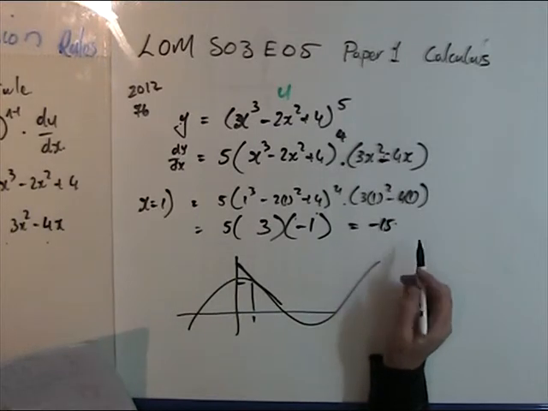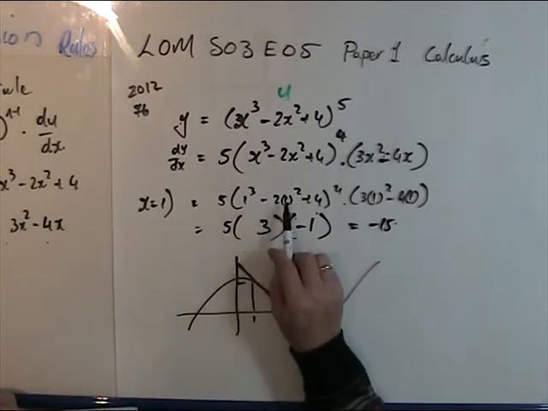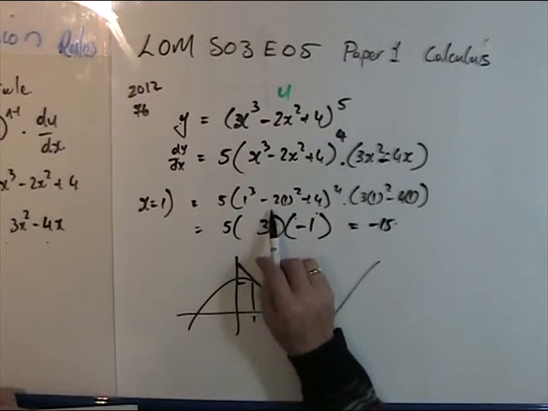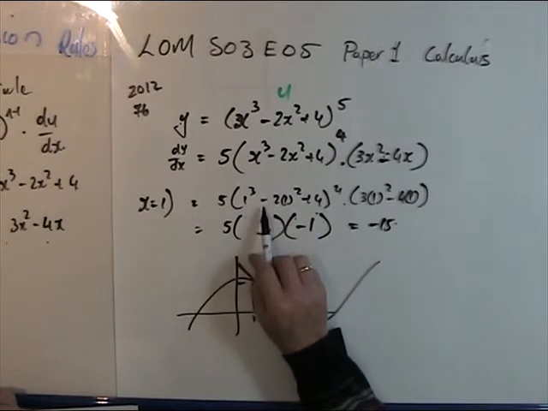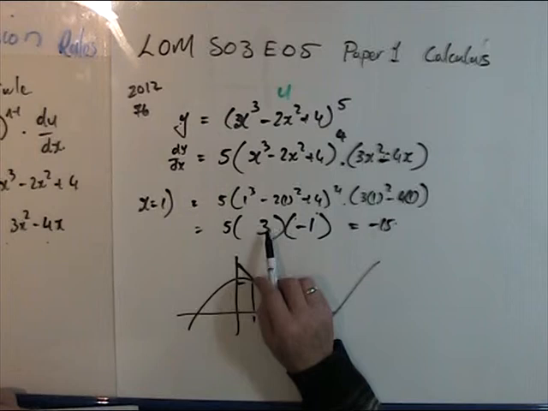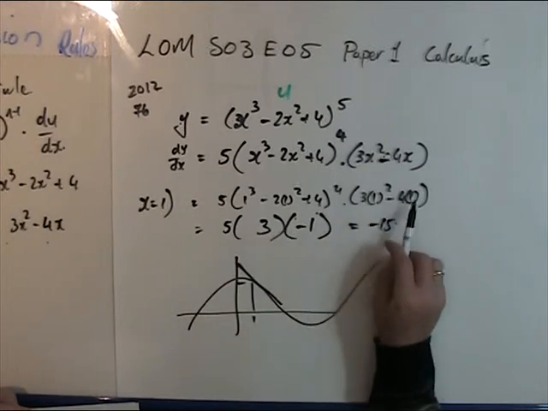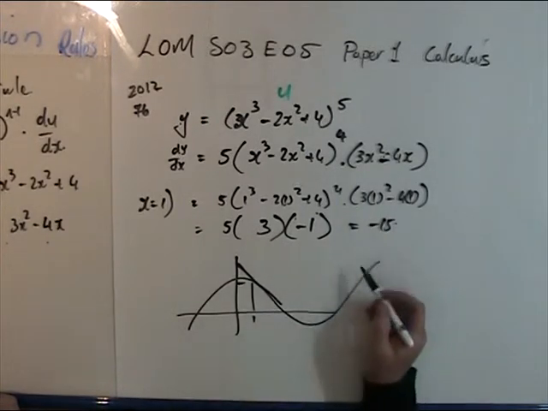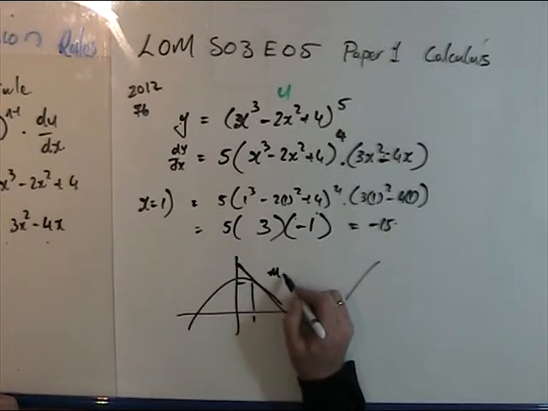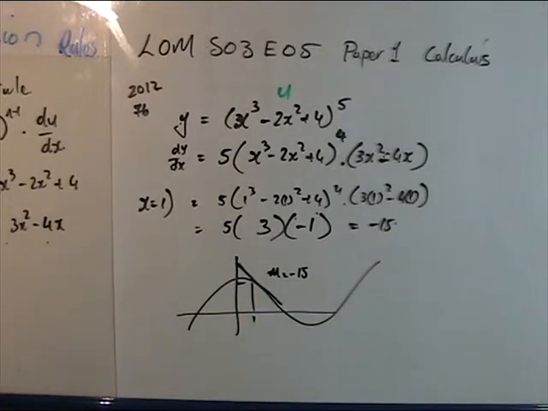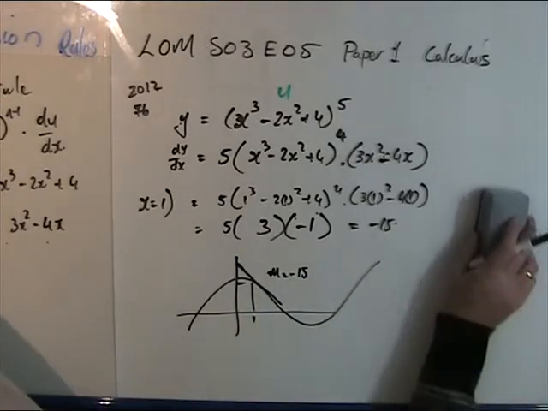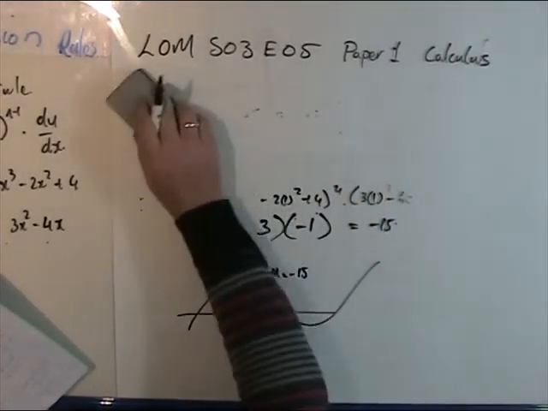We'll just check that again. 1 squared plus 4, 2 times 1, yeah, 4. Plus 1 is 5, minus 2 is 3 times minus 15... so the slope of that line is minus 15. So that's the chain rule done.